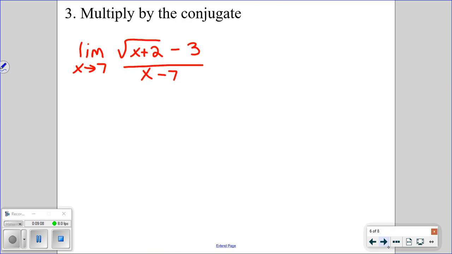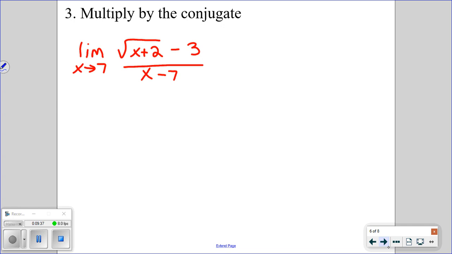Here's another thing you can try. It's called multiply by the conjugate. You'll usually recognize when to do this because the function usually has a square root as part of it. So that's when you want to multiply by the conjugate. But I do want to point out, if we plug in 7 initially, we are going to get 0 over 0.